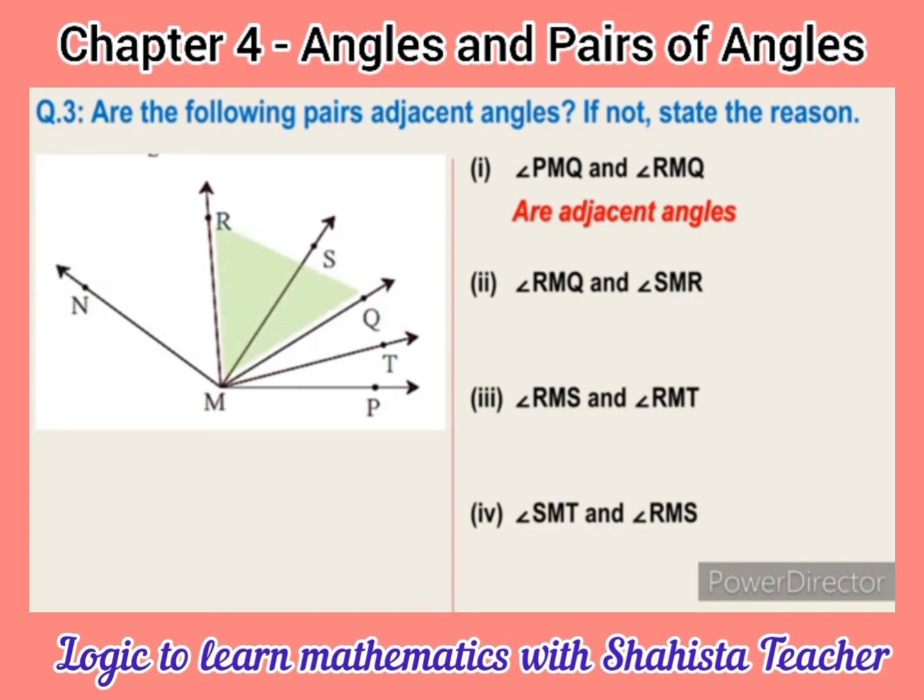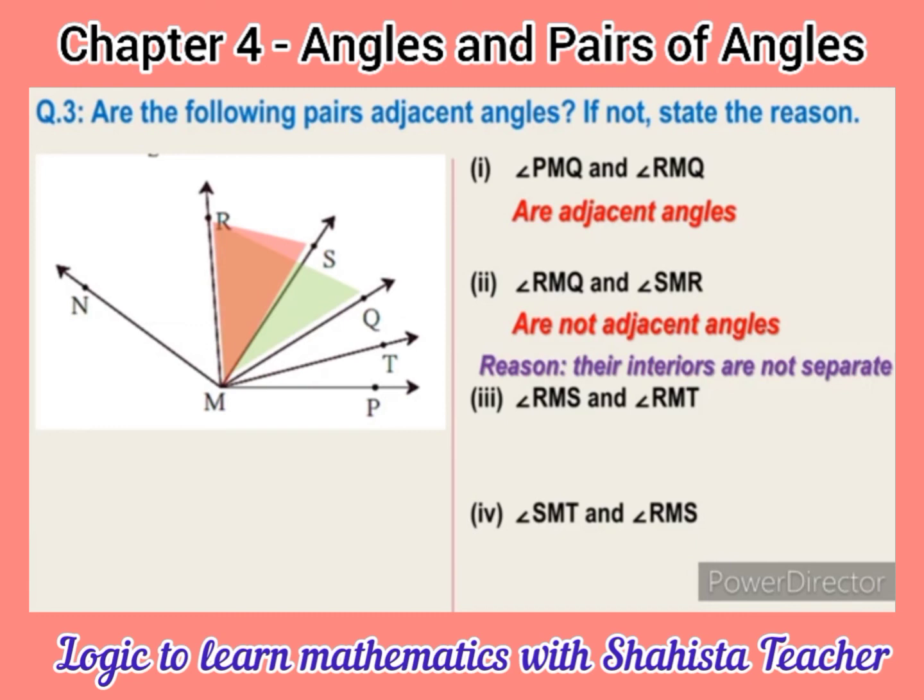Now angle RMQ and angle RMS. Now here both the angles are not adjacent angles. Why? Because RMQ and SMR, their interiors are not separate. That's why they are not adjacent angles. So we have to write here the reason: their interiors are not separate. Okay. Now last here the third sub question.